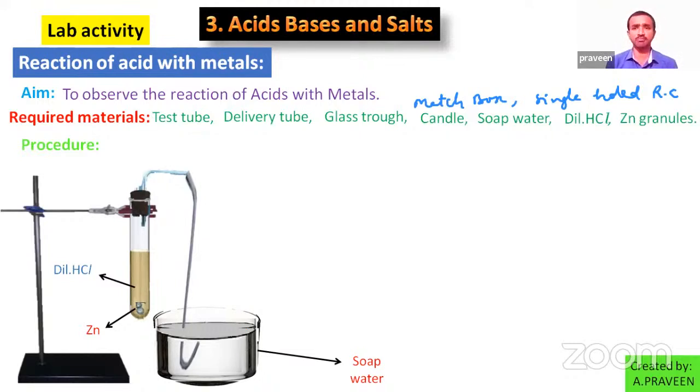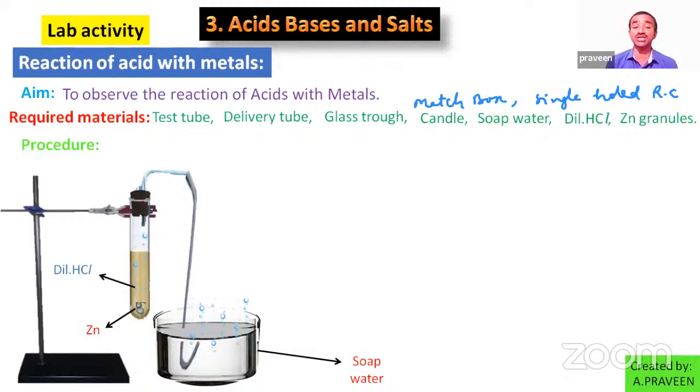So the reaction has taken place. Here, slowly the bubbles are released from the zinc granules and HCl together in the glass tube. We are not allowing that gas to escape from the glass tube because it is closed. Its mouth is closed with a rubber cork, and the hole in the rubber cork is fitted with a delivery tube connected into soap water. So the gas which is liberated here will be transferred through the delivery tube into the soap water.